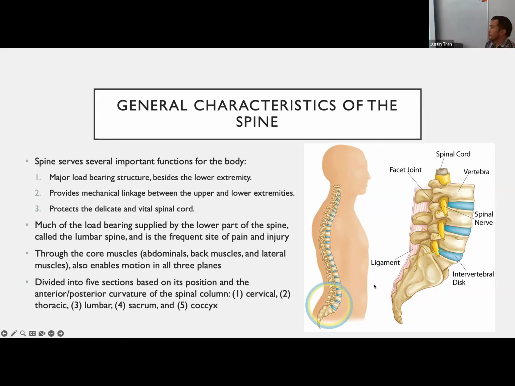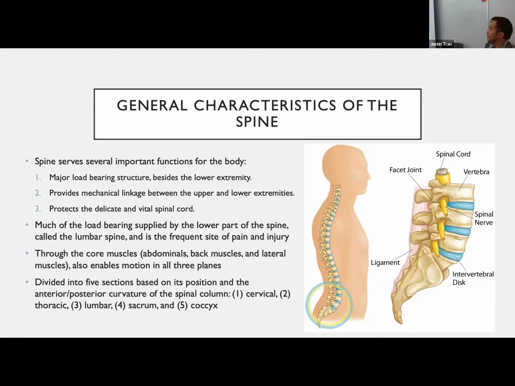So your spine is responsible for bearing all that load, and so it has to have a lot of strength. That leads into point number 2, where it's the major mechanical linkage between the upper and lower body. And the third function, the one that people normally associate with the spine, is that it protects the very delicate and very vital spinal cord.